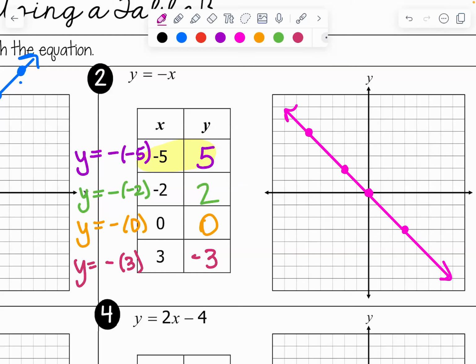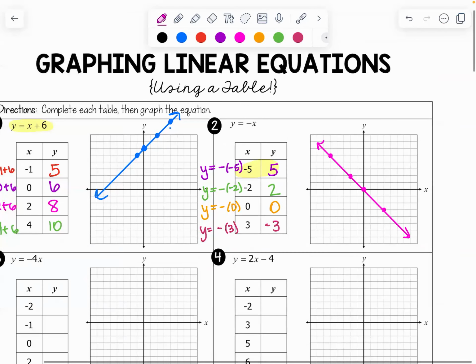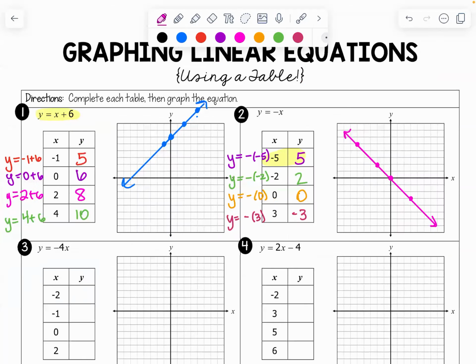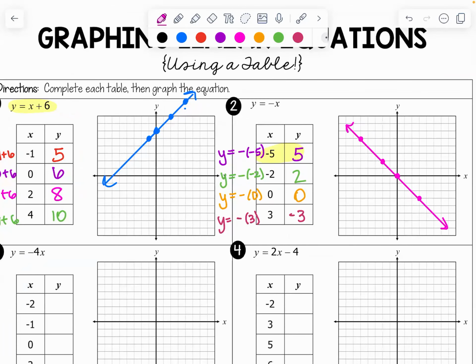Okay, do you notice any similarities or differences in these two lines that we've graphed so far? Makes a straight line. They're both slanted. Okay. Are they slanted the same way? No. This one's going up. This one's going down. That's going to be important in a couple of days.